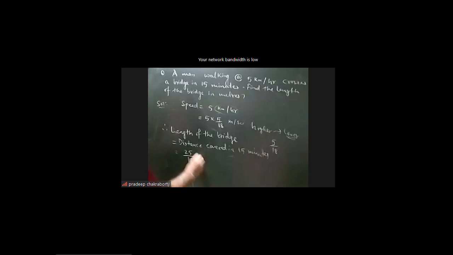So now you calculate this part. 3 6 are 18, 3 5 are 15, 6 10. So it will be 525, 125. So it is 1250 meter. Okay. So the length of the bridge is 1250 meter.